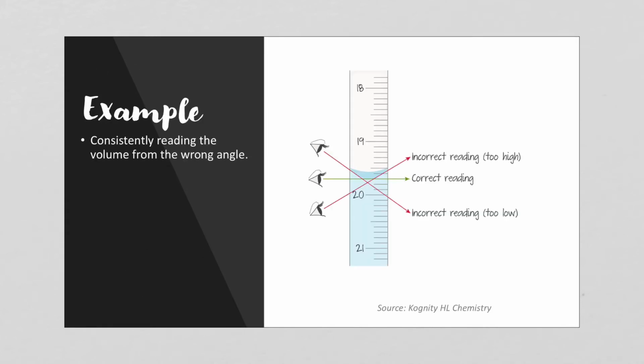So as I mentioned before, consistently reading the volume from the wrong angle can be an issue. In this case, the person knows that they need to read from the bottom of the meniscus, but they're not having the meniscus at their eye level. So you need to look right here. If you're looking from above, you may misjudge where the bottom of the meniscus is, or if you're looking from below, the same thing. So the idea is that you should try to get your eye level straight across from the meniscus. But if you're always reading from that angle, at least your measurements are going to be consistently off.